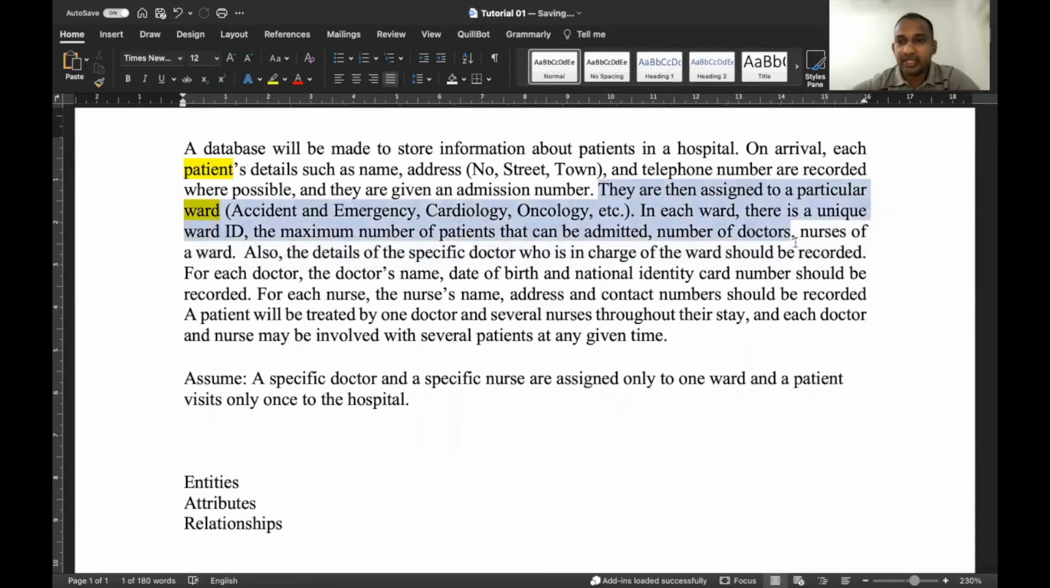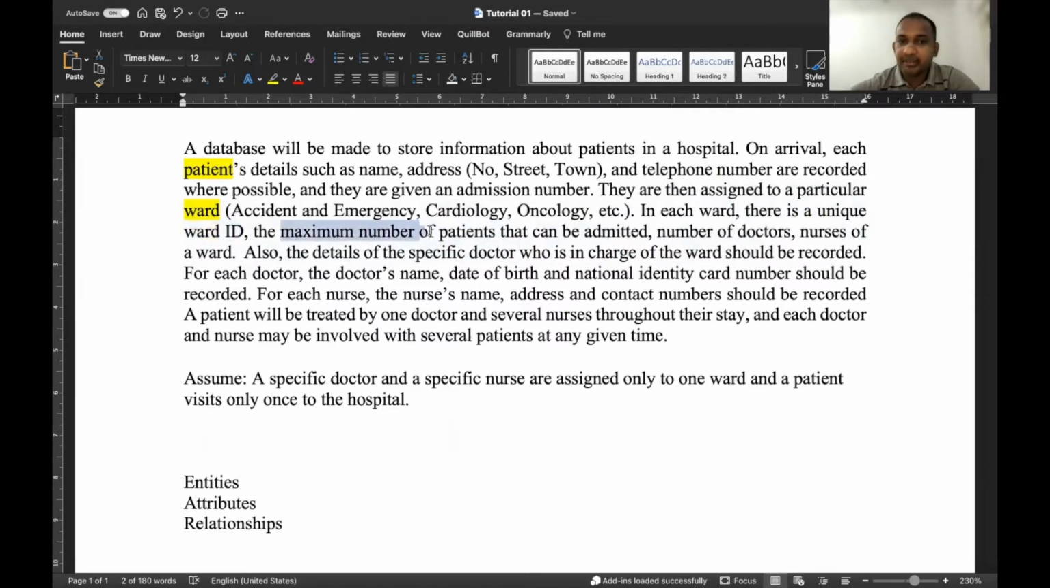So from here to here it is mentioned about the details about a particular ward. You can identify a ward is another object, that means another entity. And here you can see the details, that means unique ward ID, the maximum number of patients. The unique ward ID means that it belongs to a particular ward.